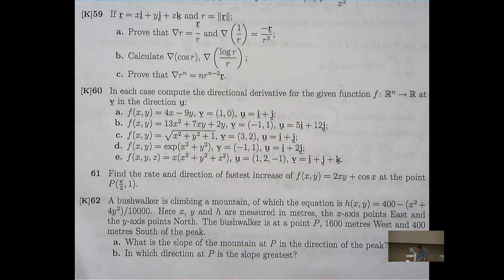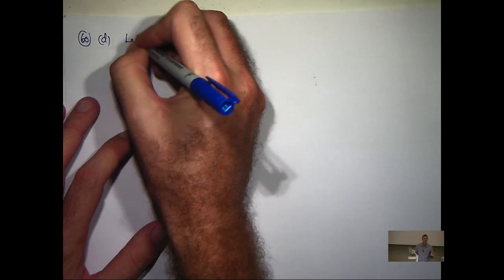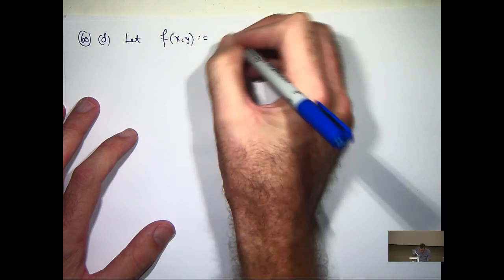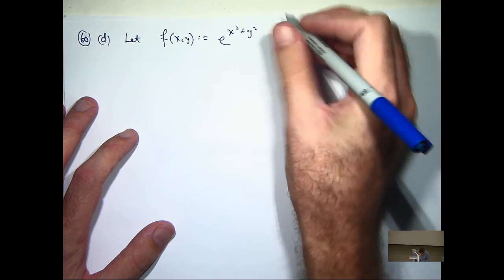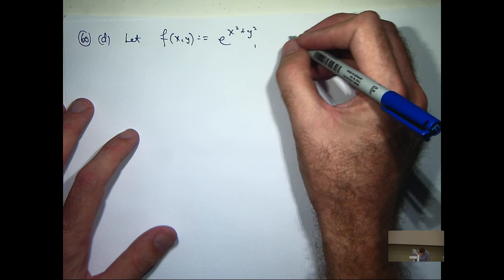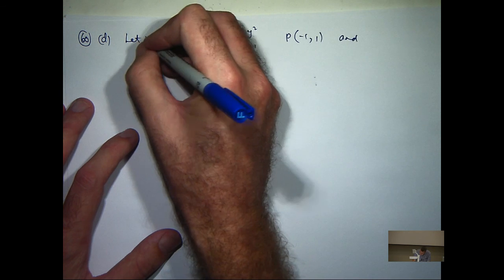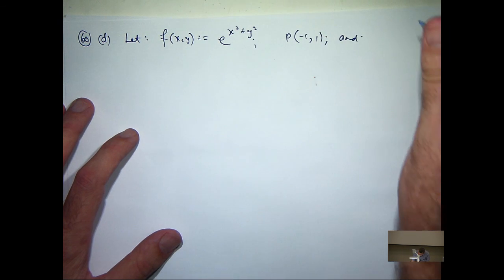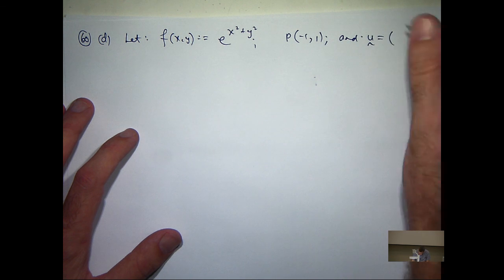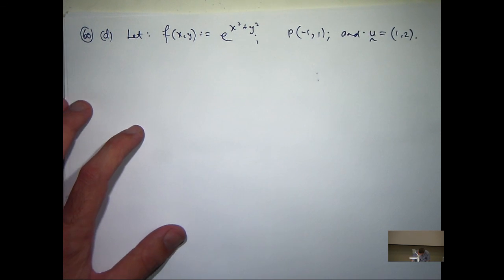So I've chosen D actually to do. So let's discuss that. Anyone done D? How did you find it? Good? Good learning? Excellent. Would you want to step us through it? How did you do it? So let me just write this out. I'm actually going to let P be this point, and u is just this vector.